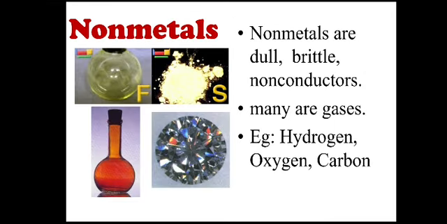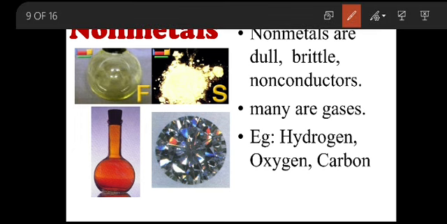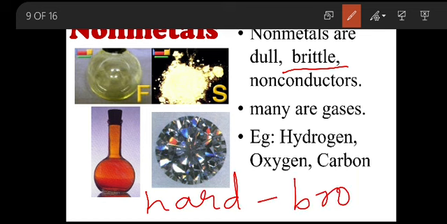Next, non-metals. Non-metals are dull in appearance and they are non-conductors. Non-conductors means they do not allow the passage of current through it. And they are brittle. Brittle means it is hard but it can be broken, like your glass. Glass is hard, but it can be broken. Right, my dear children? Yes. So, that kind of elements present in the periodic table are classified as non-metals.